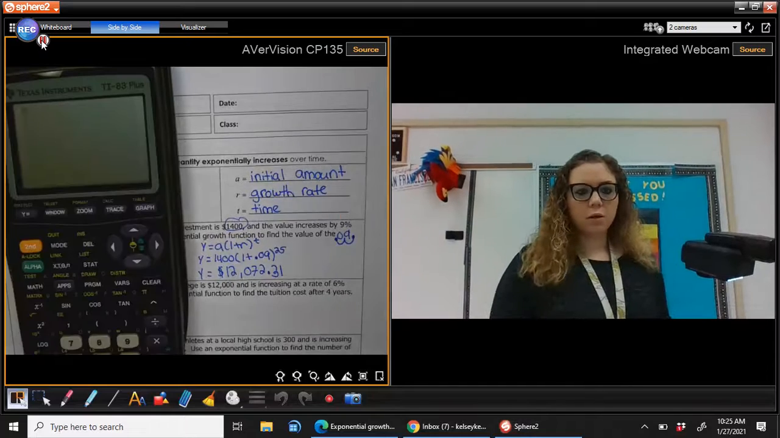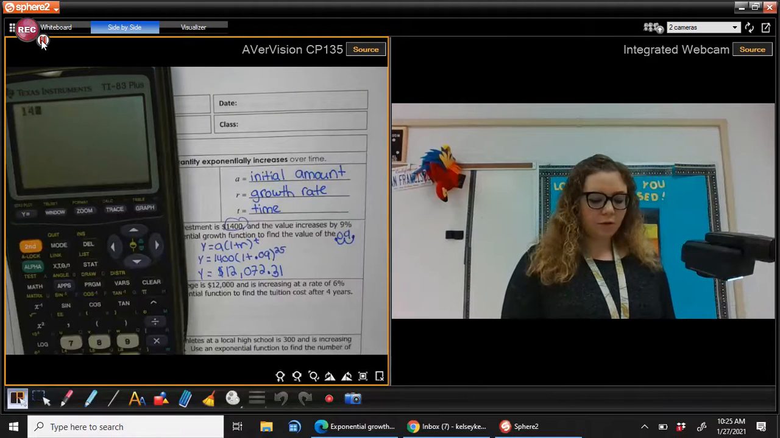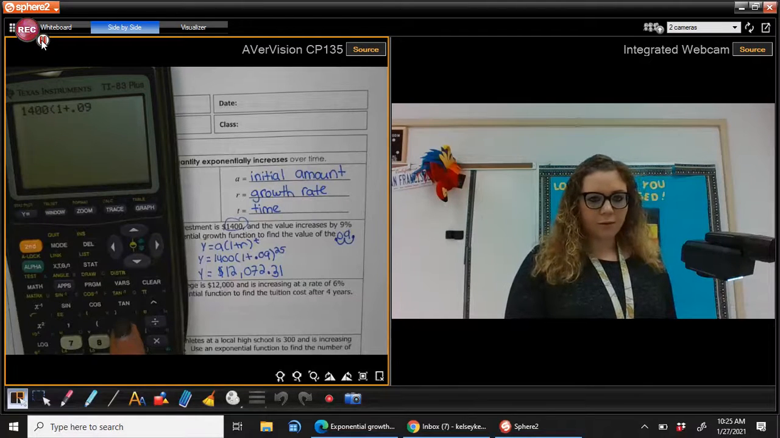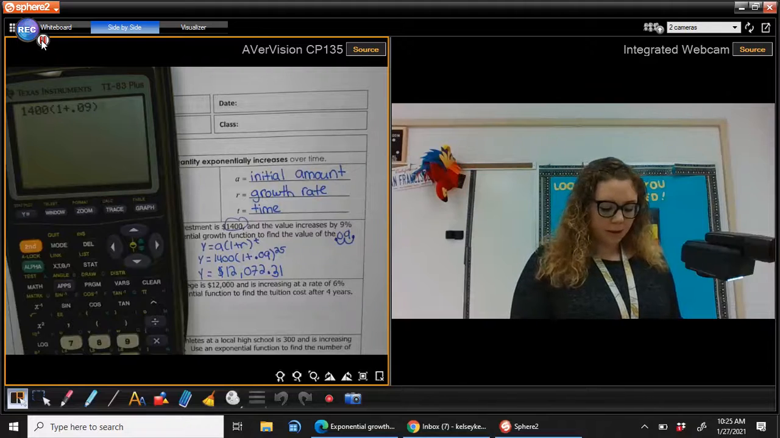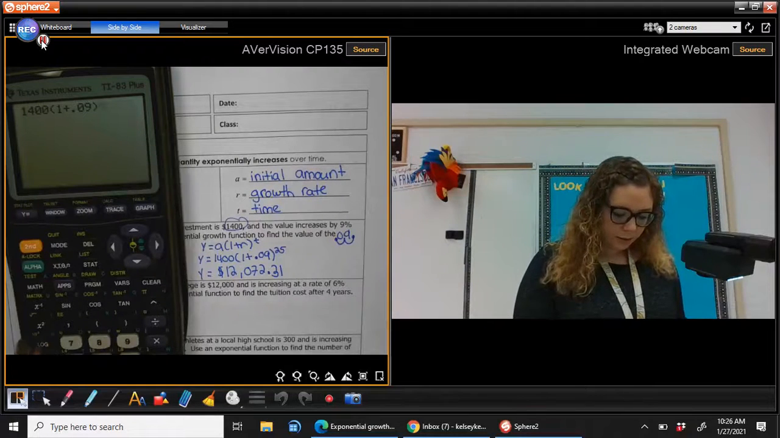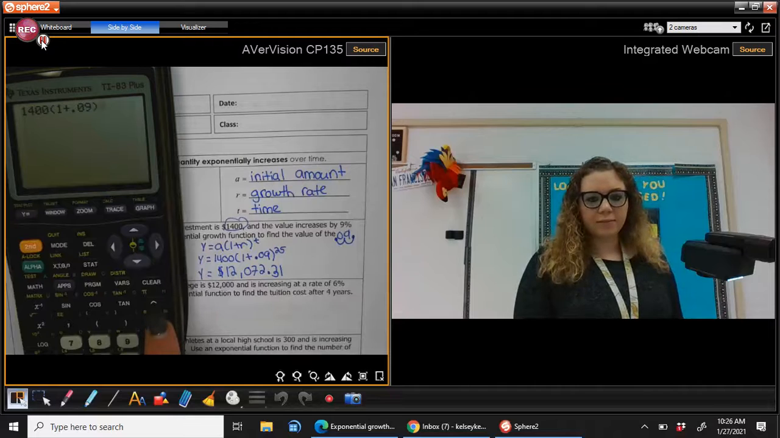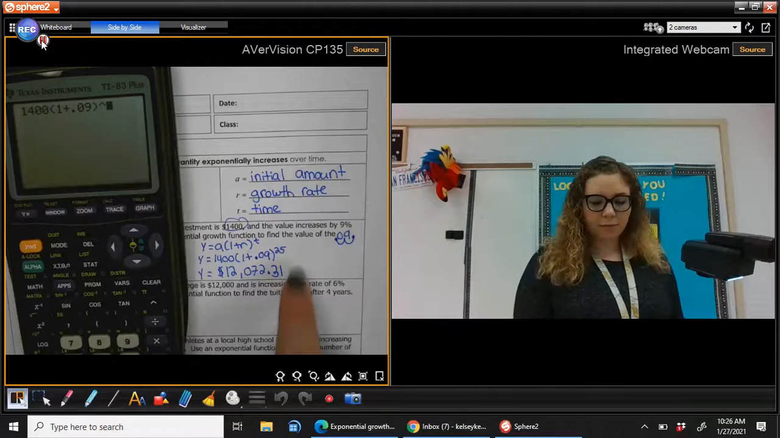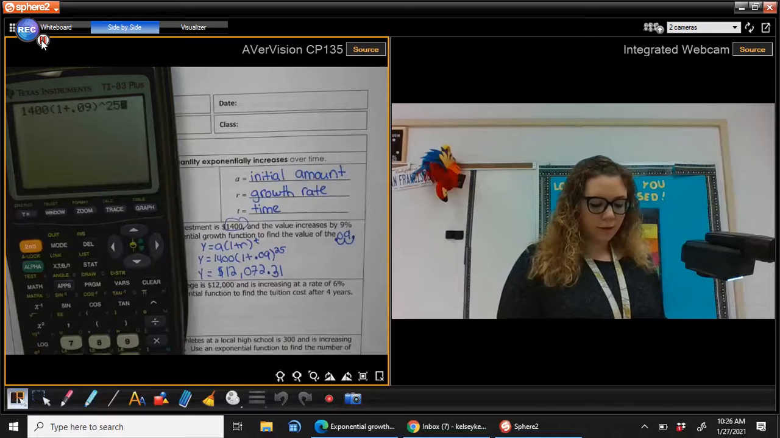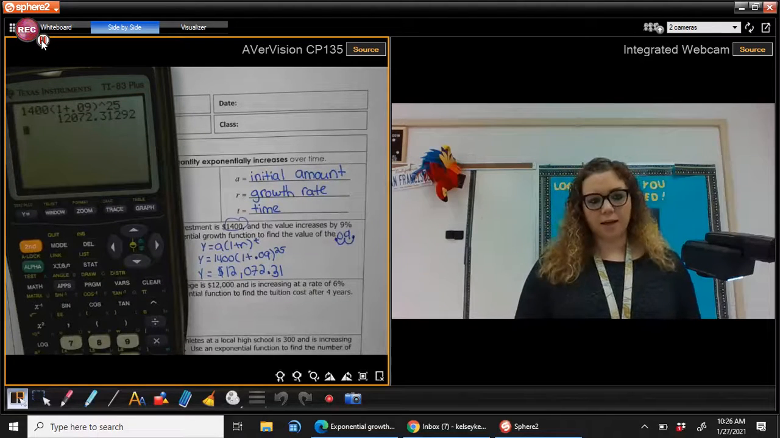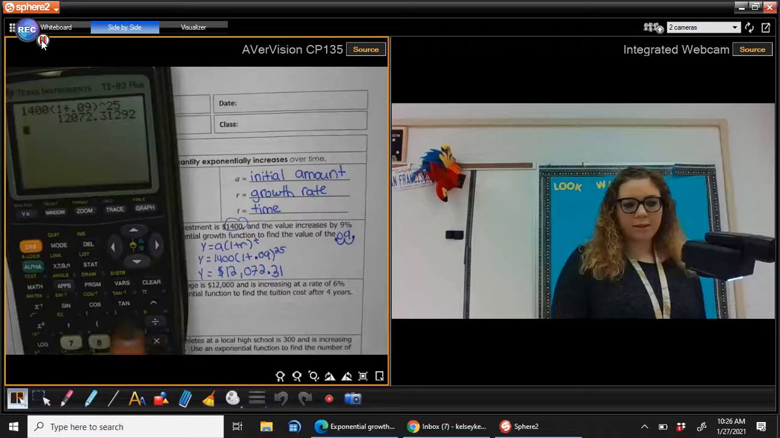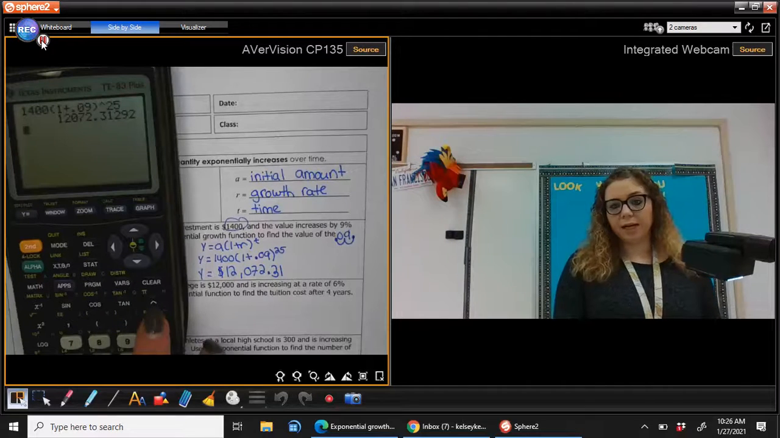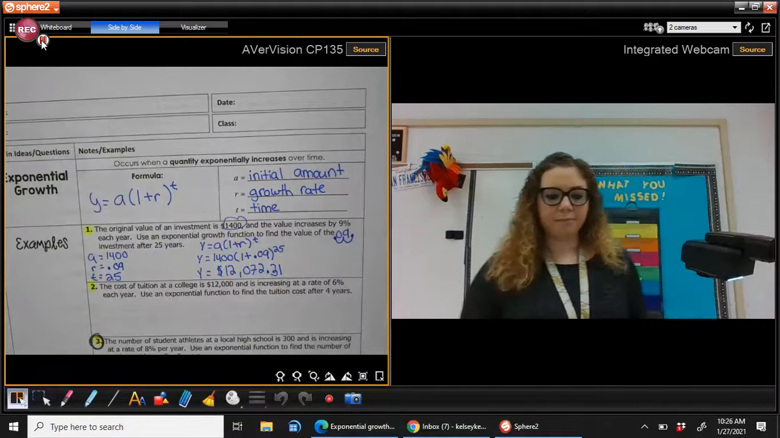Now I'm going to go get my calculator so I can show you how to plug that into your calculator. Alright, so to plug that in, I'm going to do 1,400, parentheses, 1 plus 0.09, close my parentheses. Then I'm going to come here, the little caret symbol, and I'm going to put my exponent, which is 25. Enter, and it gives me my answer. To do your exponent, you press this little button right here, and that will save you time.